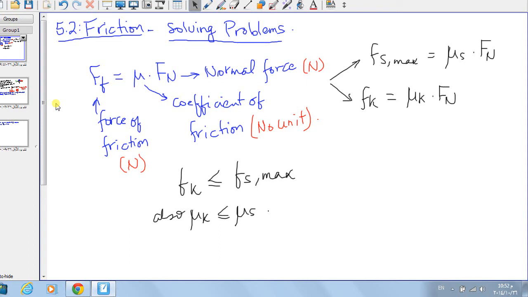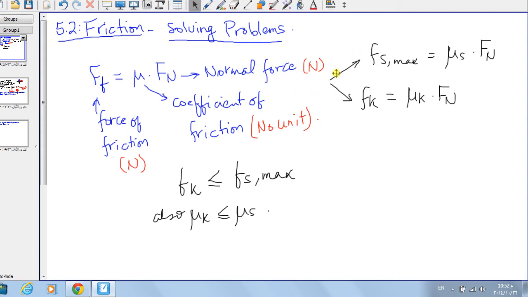Hello everyone. Again, we are here to continue lesson 5.2. We still have the part that is about solving problems. So far, we learned that force of friction equals mu times Fn, where Ff is the force of friction, mu is called the coefficient of friction, and Fn is the normal force.